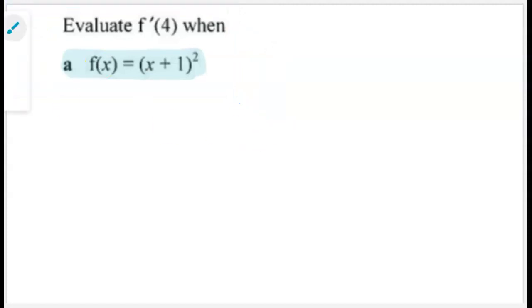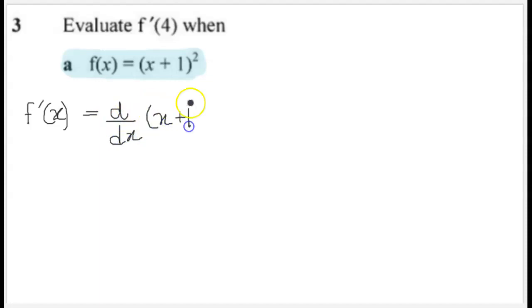To do this one, the first thing we need to do is this is f x. So I'm going to differentiate on both sides. When I differentiate this side, that becomes f dash x, because this is equal to dy over dx. And here I can do d over dx of x plus 1 squared. Now, there are multiple ways of doing it. First method, you take the 2 out.